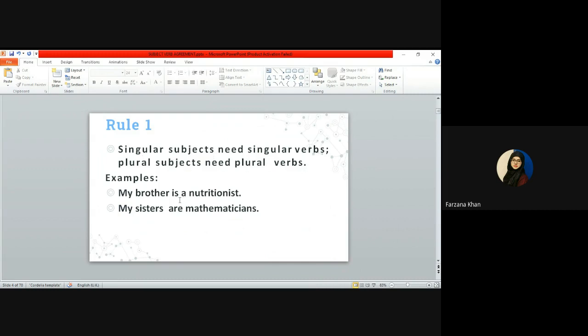Here you can see in the examples, my brother is a nutritionist. The subject is my brother, and the verb is "is". As the subject is singular, similarly the verb is singular. But in the other example, you can see my sisters are mathematicians. Here the subject, my sisters, is plural. That's why the plural verb has been used in this sentence. So singular subjects require singular verbs and plural subjects require plural verbs.